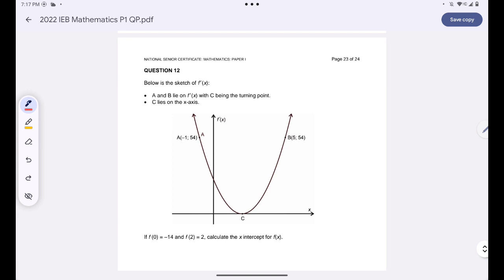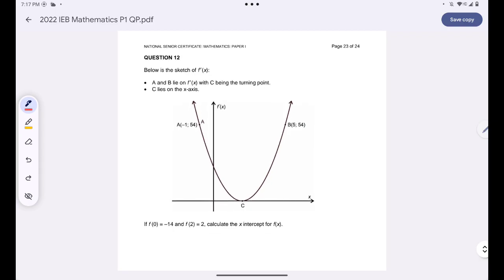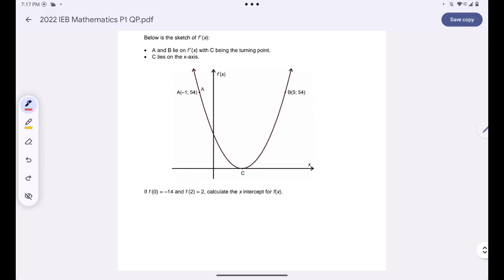Okay, question 12. Below is a sketch of the derivative function of f. A and B lie on the derivative function, with C being the turning point of the derivative function. And then we are told that C lies on the x-axis. If f of 0 is negative 14 and f of 2 is also 2, calculate the x-intercept of f of x.